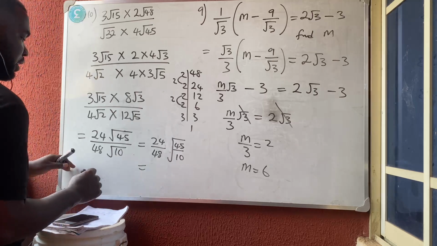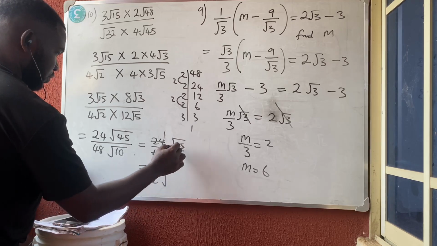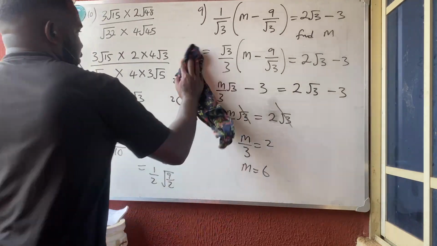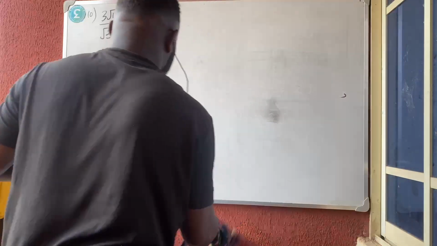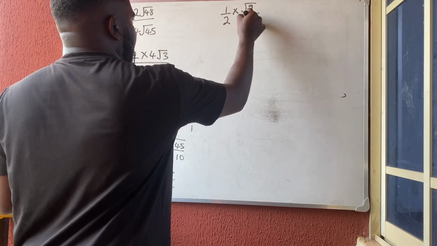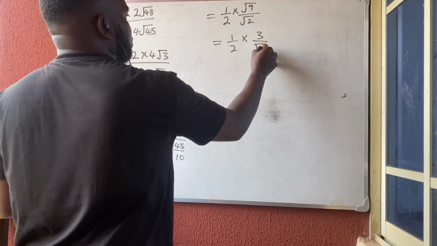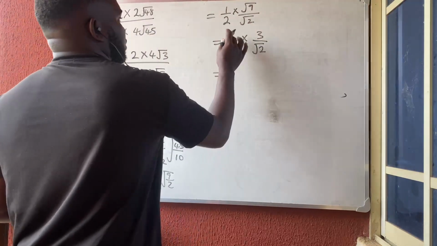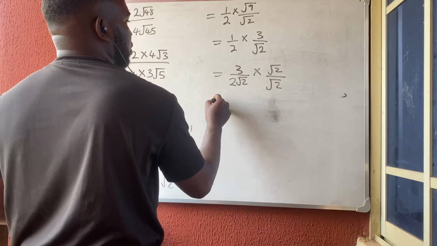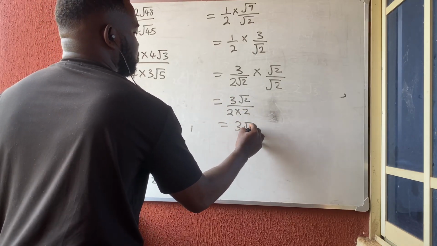So what do we have now? I'm having 24 over 48, 1 over 2, root 9 over 5 here is 9 and 5 here is 2. See, they cannot divide further. I will separate and rationalize. So I'm having 1 over 2 times root 9 over root 2, which is 1 over 2 times 3 over root 2, because the square root of 9 is 3. So I'm having 3 over 2 root 2 multiplied by root 2 over root 2. So what do I have now? 3 root 2 over 2 times 2, which is 3 root 2 over 4.